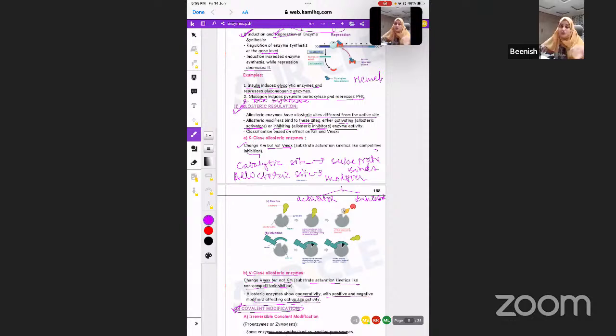Now the reverse happens in allosteric inhibition. When the modifier, which happens to be an inhibitor, comes and binds to the allosteric site, your favorable catalytic site is converted to an unfavorable catalytic site. So that is allosteric inhibition. That sums up allosteric regulation.